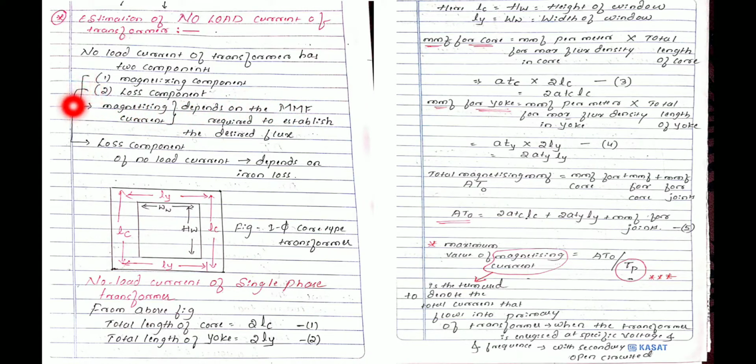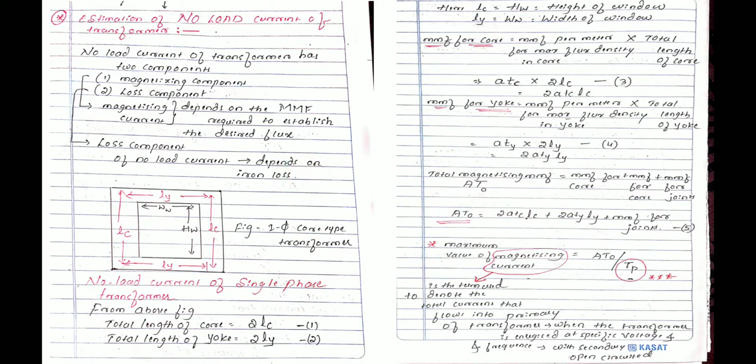So the second component is the loss component. The loss component of a no load current depends upon the iron losses here. Iron losses are also called constant losses. These constant losses are of two types. One is the eddy current loss. One more is the hysteresis loss. I hope you are getting this one.